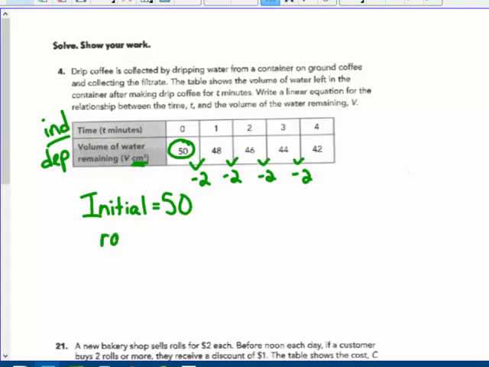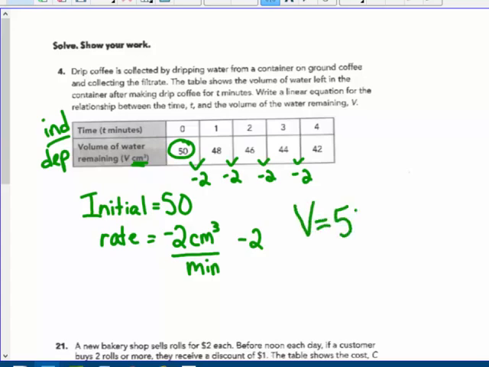My rate, how is it changing? It is equal to -2 cubic centimeters, right? So it's going down by 2 cubic centimeters per minute. That's the rate, so it's -2. Now I'll put that into the equation using the variables that they've given you. So the volume left is my initial starting point of 50 minus 2 cubic centimeters per time.